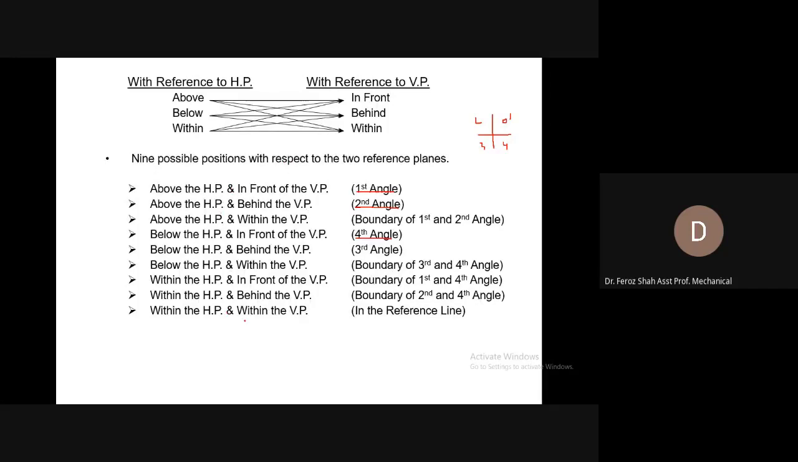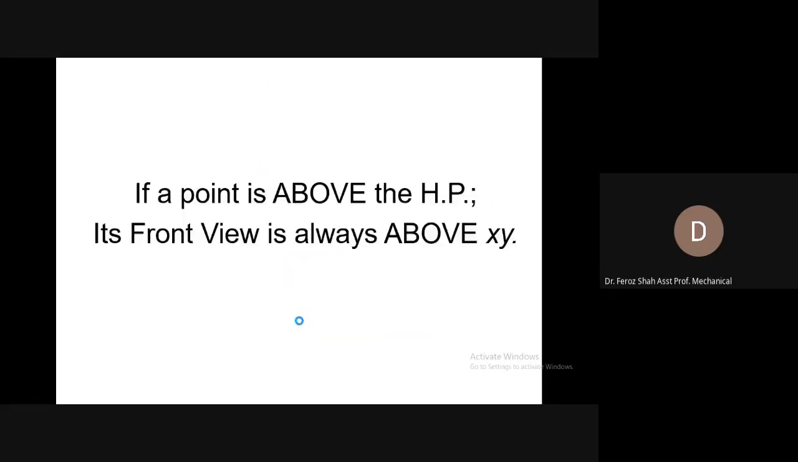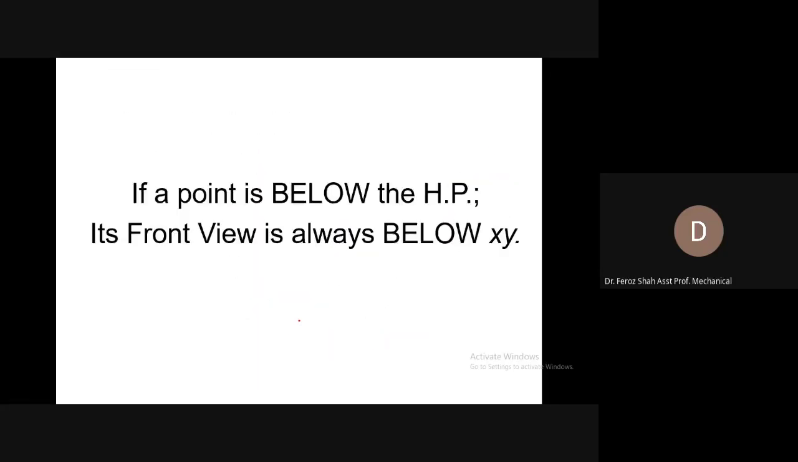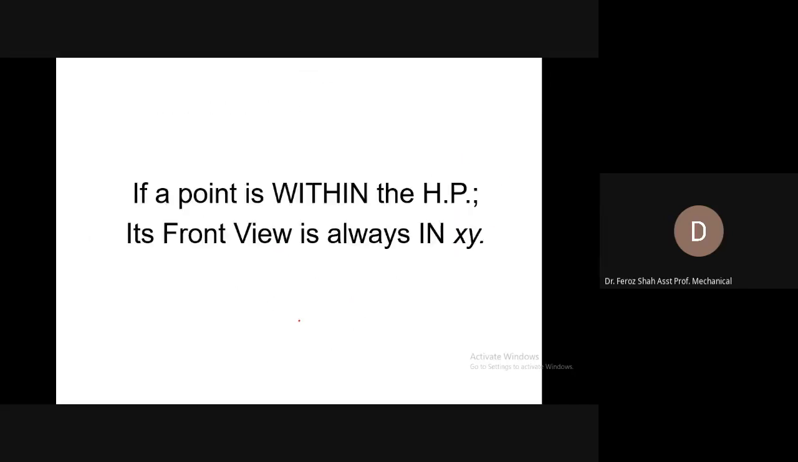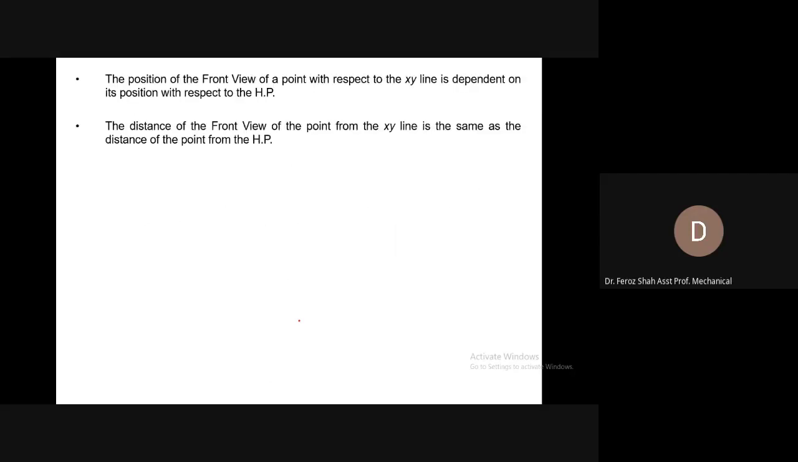Now, these cases have been discussed within the HP and within the vertical plane. So the nine possible positions that we have discussed so far, now we have come to the conclusion that the position of the front view is dependent on the position of the point with respect to the horizontal plane, and the distance of the front view of the point from the XY line is the same as the distance of the point from the horizontal plane.